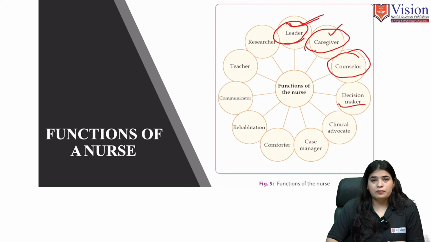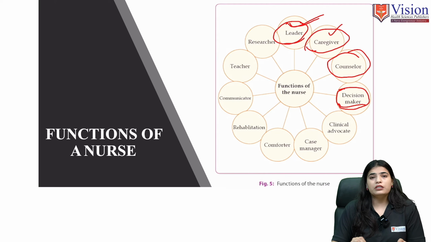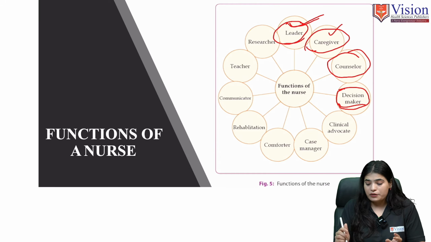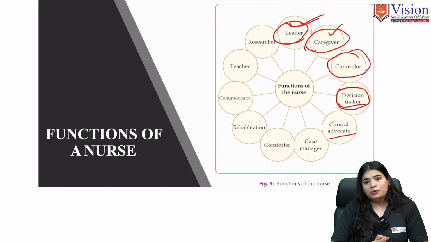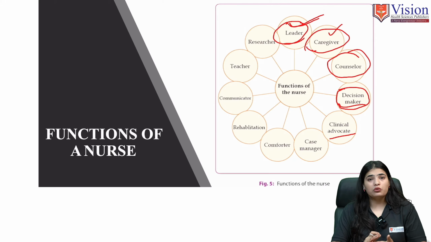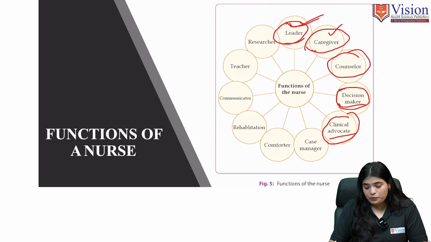Next is decision maker. As we all know, the right to decide lies with the patient only, but here the nurse will help the patient in decision making. She will assist the patient in decision making, and she will assist the healthcare team in decision making for the treatment. And clinical advocate: nurses act as an advocate for their patient. They try to support the rights of their patient, and they make sure that the rights of the patient are well respected while providing treatment. So nurses will also act as an advocate for their patients.